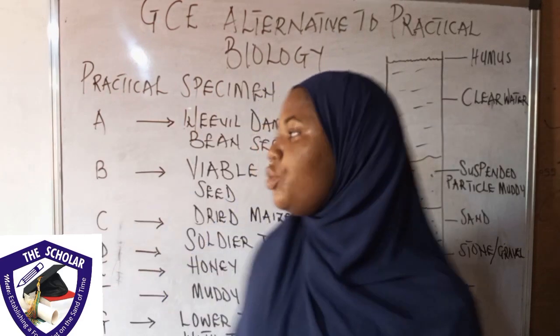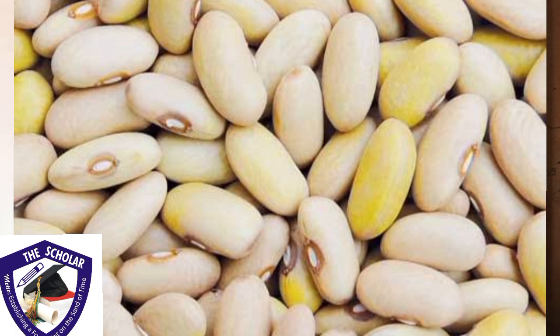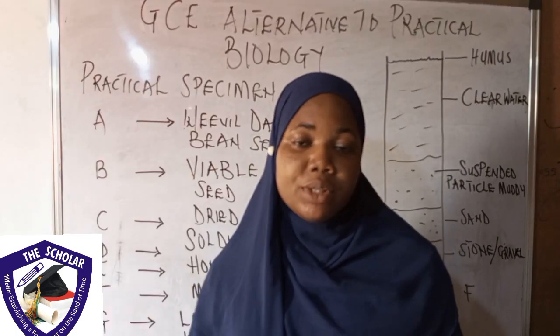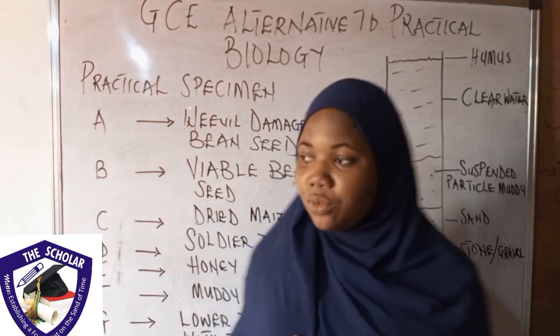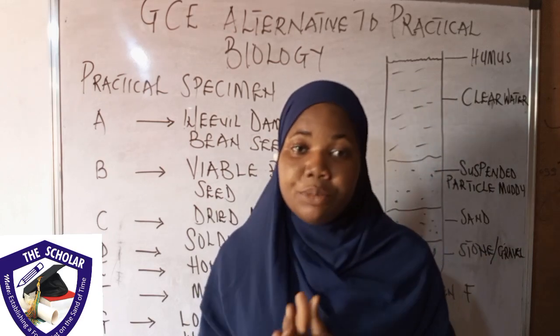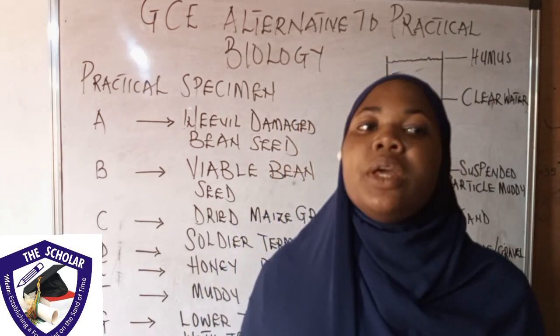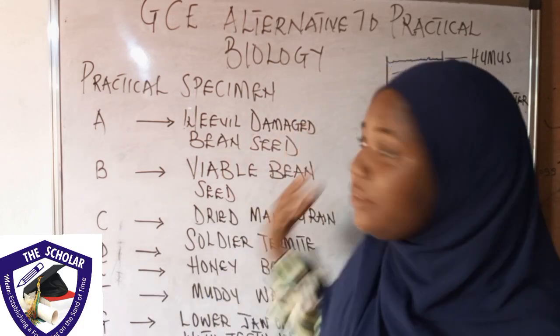Moving forward, we're going to the other specimen, which is a viable bean seed. With the description of the specimen, a viable bean seed, that means it can undergo germination. It qualifies to be part of the things that are necessary for germination, because it is a viable bean seed. Now moving forward, you'll be asked to classify, just as we classified the first one.